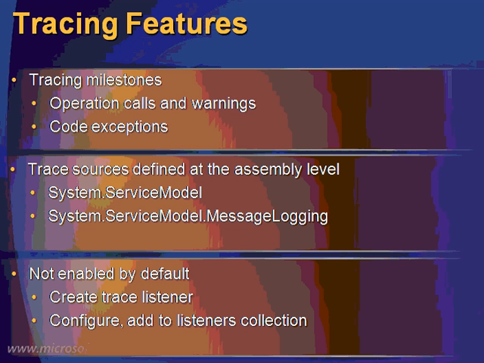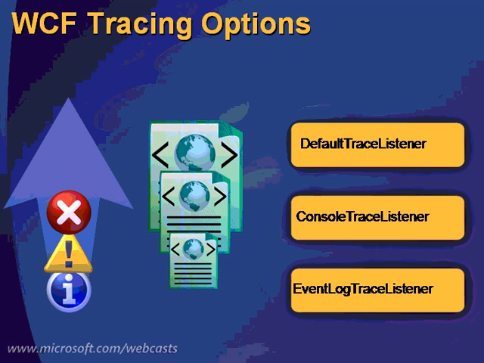As with logging, tracing is turned off by default, so we need to explicitly turn it on. The events aren't going to be logged anywhere unless we turn on a listener, so we have to create a trace listener. And then we can configure that trace listener to have different levels of what information we want to capture and how we want to put it together.